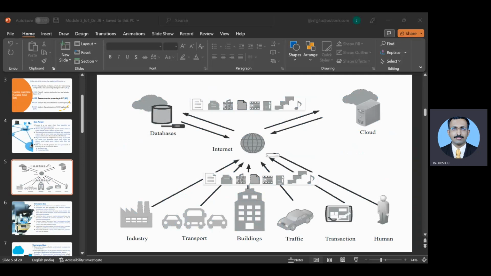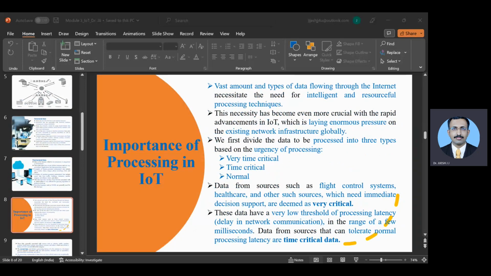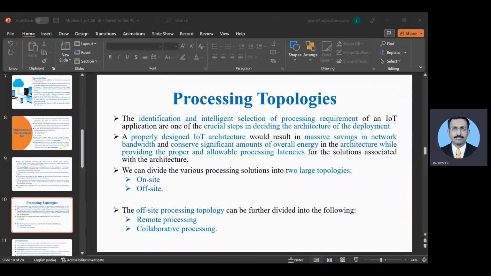So in the last class, we have been discussing some of the importance of processing in IoT, and we have seen very time critical cases as well as time critical and normal cases. Then we moved on to processing topologies. In processing topology, we have seen on-site and off-site topology. In off-site topology, we have seen another two. What are those? Remote processing as well as collaborative processing. So these were the classifications of processing topologies, on-site and off-site. In that off-site, we have remote processing as well as collaborative processing.